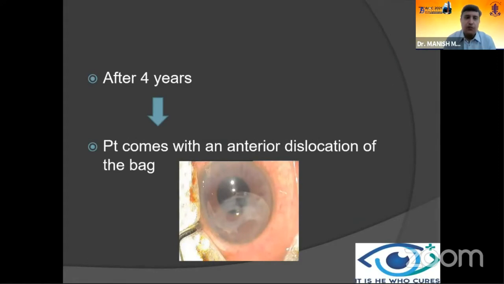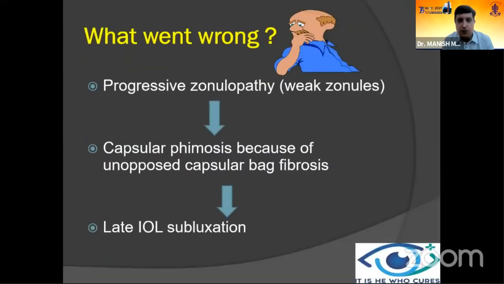This patient comes after 4 years, and what we see here is an anterior dislocation of the bag in the anterior chamber, as you can see here. So what went wrong here? As we all know, since I was dealing with a case of retinitis pigmentosa, these have weak zonules. They have progressive zonulopathy, as in cases of pseudoexfoliation syndromes. And so with time, in these cases, capsular phimosis occurs because of the unopposed capsular bag fibrosis. And later on, you may end up getting a late IOL subluxation or a dislocation, which can be anteriorly or posteriorly.